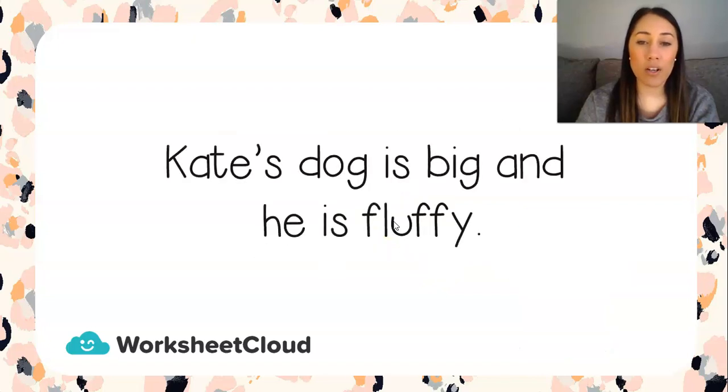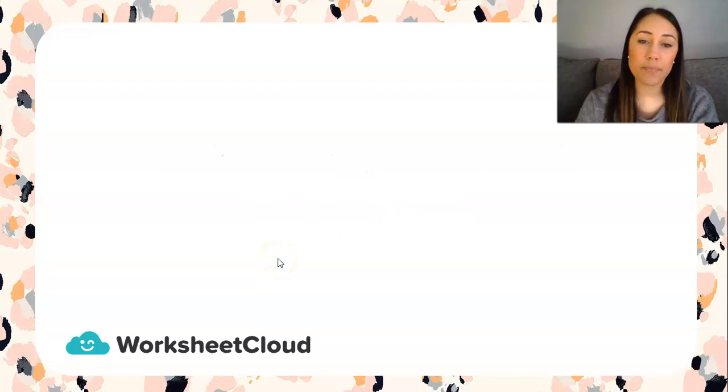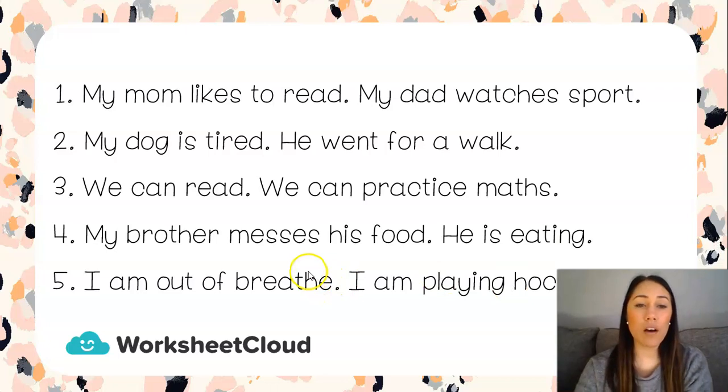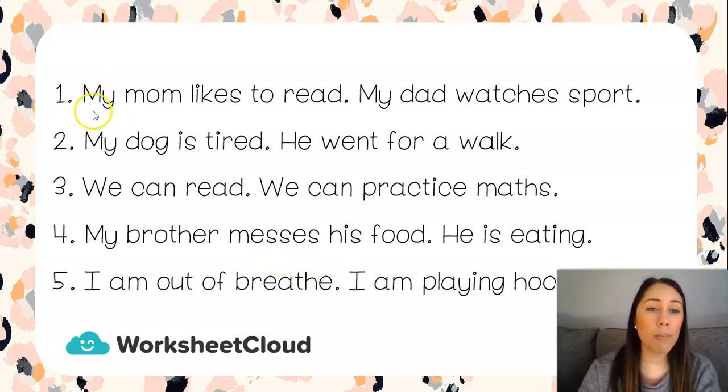So let's write it as one long sentence. Kate's dog is big and he is fluffy. Remember, the H of "he" is now a small h because I've written one long sentence. We don't have capital letters in the middle of our sentence. Okay, so now we're going to have a look at a few sentences where we are going to join them together. My mom likes to read. My dad watches sport. My dog is tired. He went for a walk.